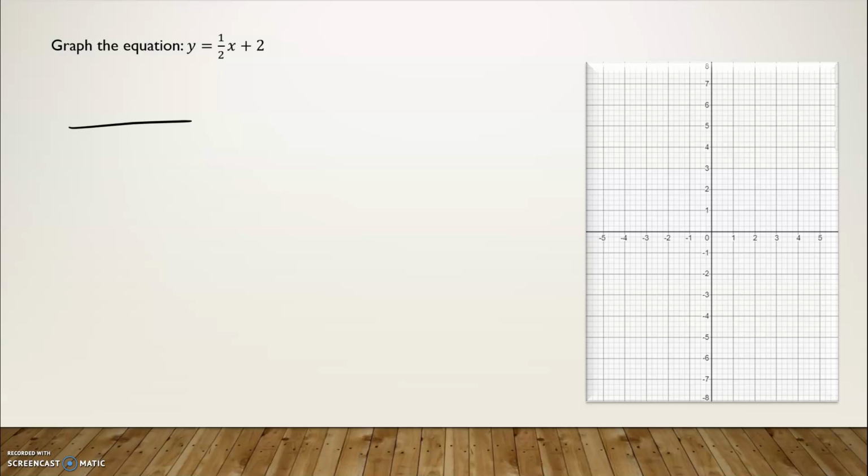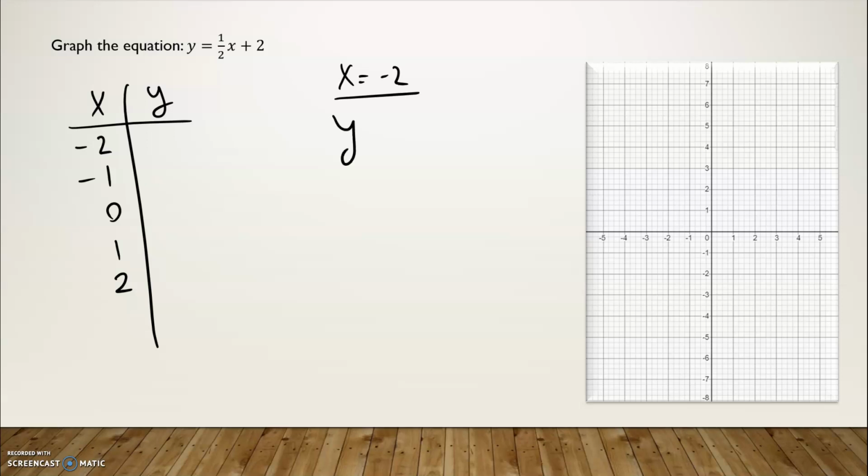So I'm going to go ahead and get my t-table. I'll do -2, -1, 0, 1, and 2. And then to the side, I'm going to plug in. For x equal to -2, y is equal to 1/2 times -2 plus 2. So I can write this over 1. I have a 2 on top, 2 on bottom. They cancel out. And I have -1 plus 2. So y equals 1. So there's my first ordered pair.